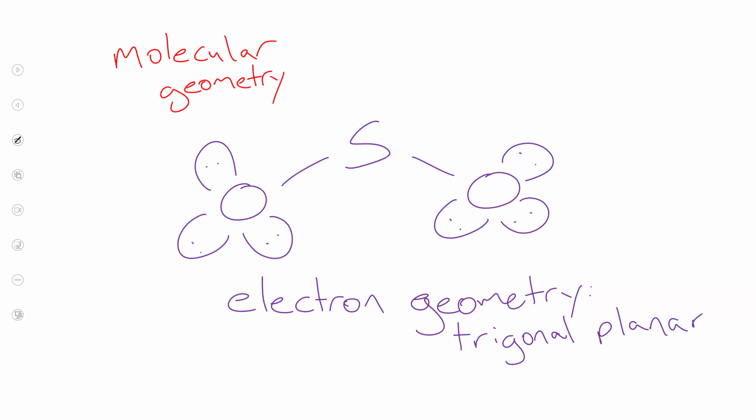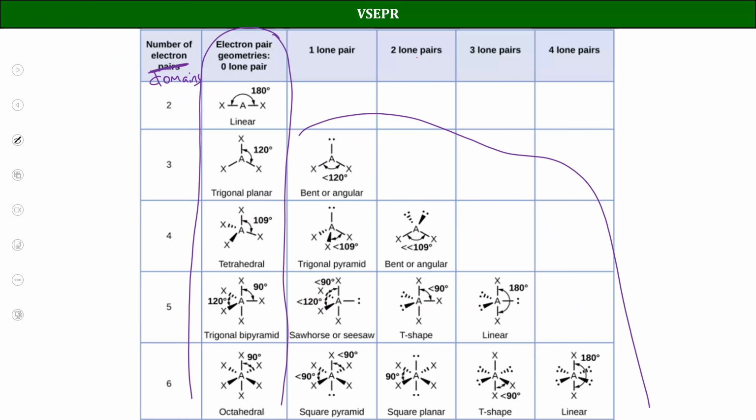Is based on the electron geometry, but you can't see something. The name of this geometry is bent. All right, so we're going to be very specific about what type of geometry we're talking about. Electron geometry is always from this first column. If it has no lone pairs, its electron geometry is the same as its molecular geometry because you can see everything.